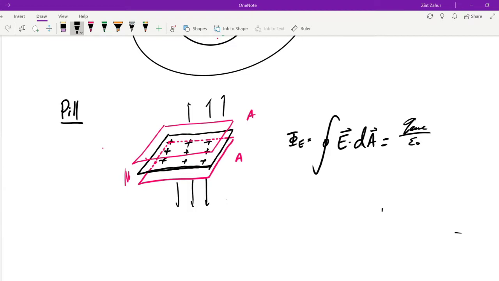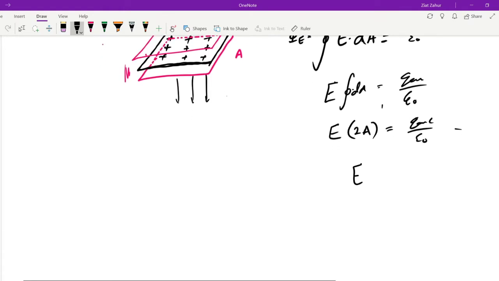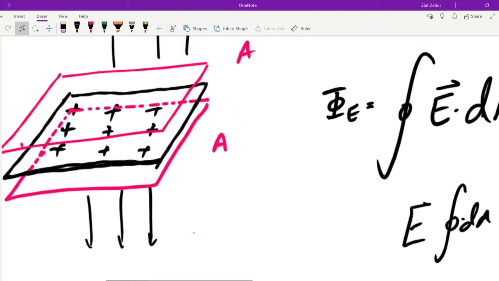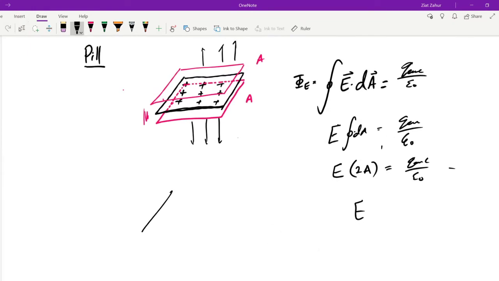So again, you factor out the E, and then you get integral of dA. Integral of dA is the area, but you have two of them. Let me write it this way. Okay, you have two of them. So I'll write 2 times whatever the area is. And so the electric field at some distance above this plane, we're just some distance above.